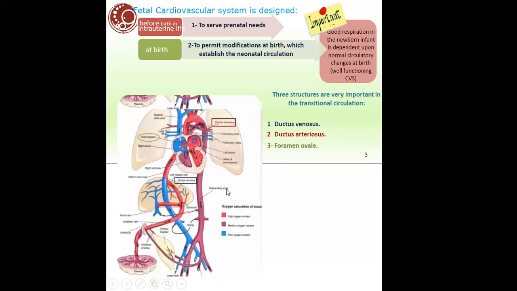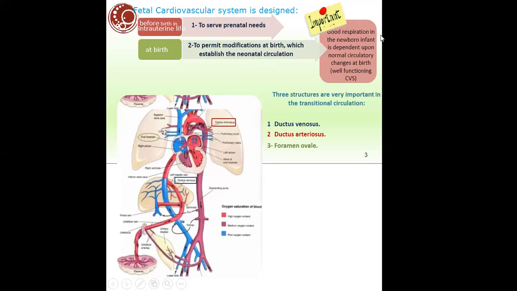So the fetal cardiovascular system is designed for before birth: what we need is fulfilled by that, and after birth, what are the changes which must take place to fulfill the requirements after birth. So it is designed to serve the prenatal needs and to permit modification at birth which establishes neonatal circulation.